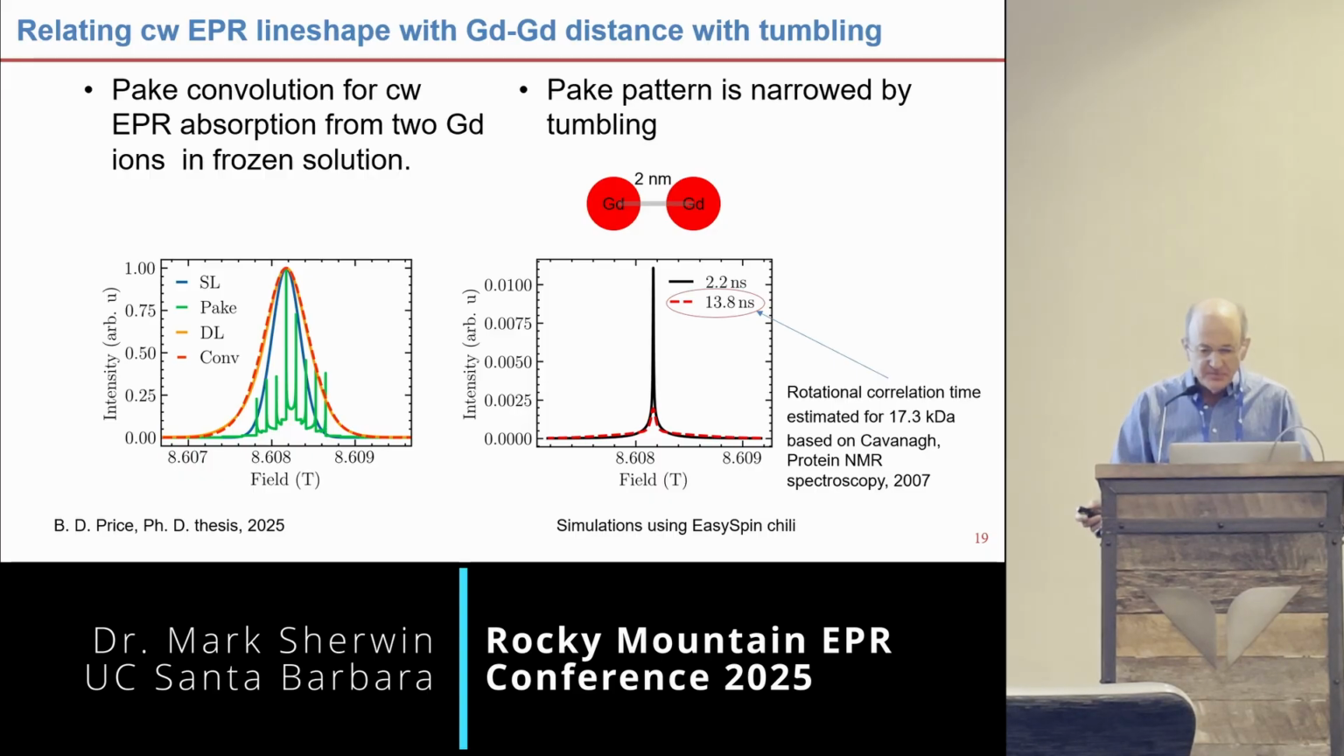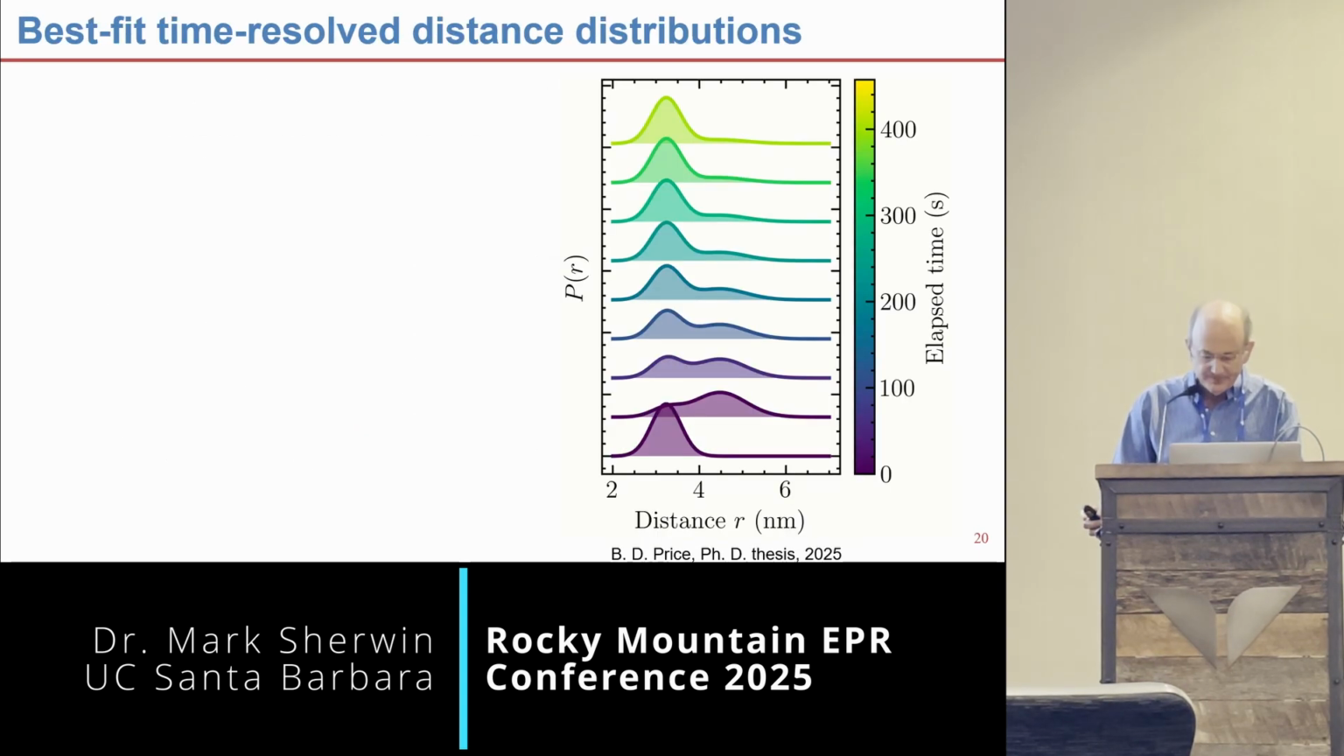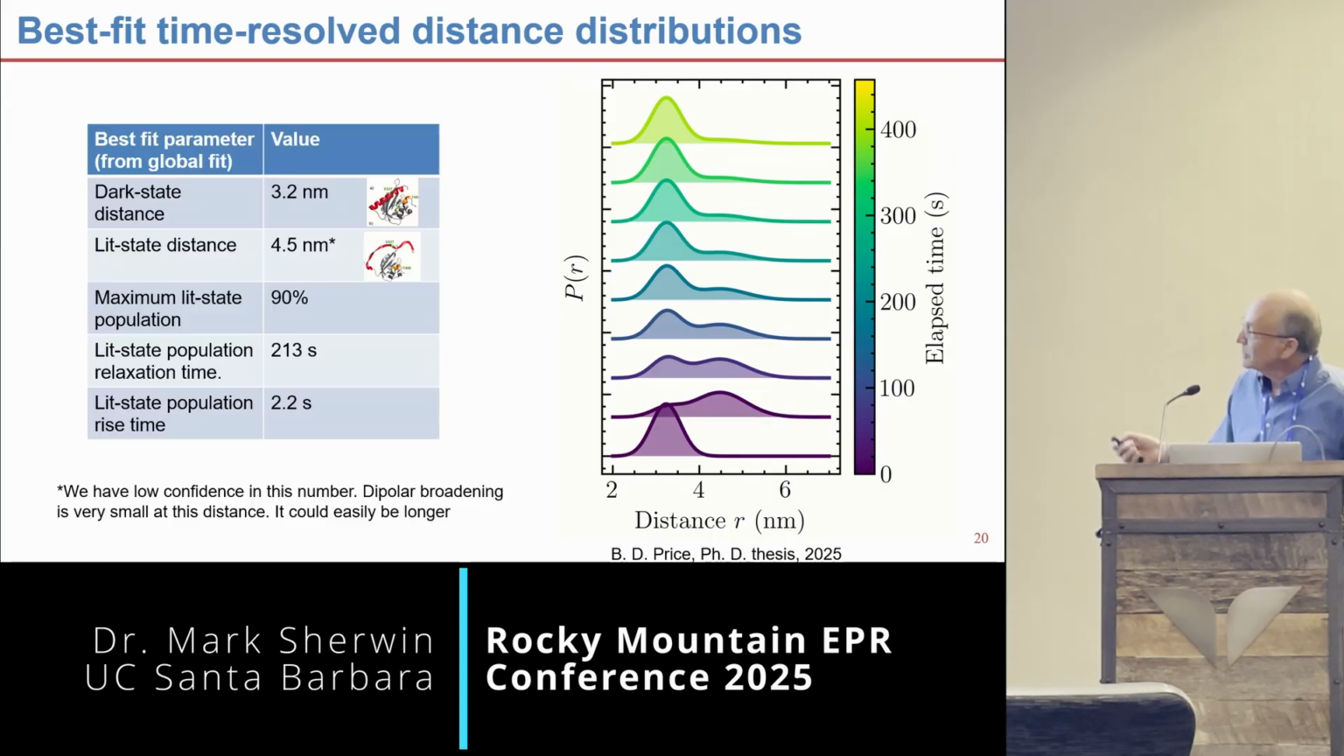Now, in the presence of tumbling, the Pake pattern is narrowed. So here, this Pake pattern in green is replaced, and depending on the rotational correlation time, it gets significantly narrowed. We've chosen a rotational correlation time appropriate for the size of the protein that we have. And here are the best fit time-resolved distance distributions for ASLOV2 in solution at room temperature. Here is before the laser is activated, and then when the laser is activated, we get some of the long distance distributions, and that gradually relaxes.